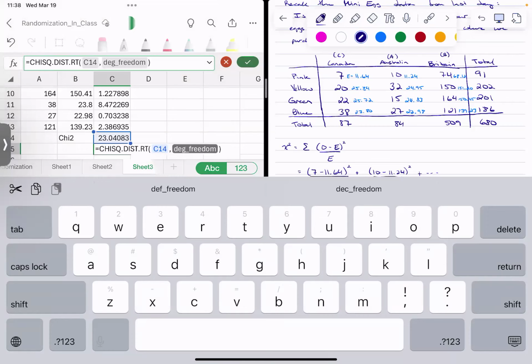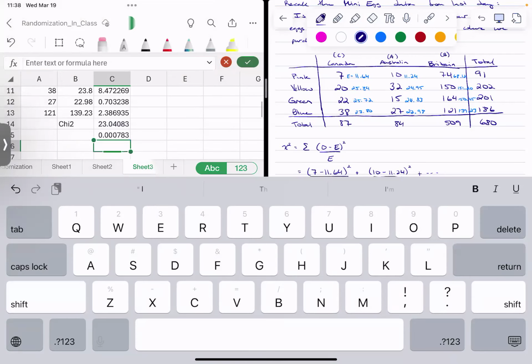And our degrees of freedom, we said were 6, right? 4 minus 1 is 3 times 3 minus 1, which is 2. So 3 times 2 is 6. While we're here, right? Score.